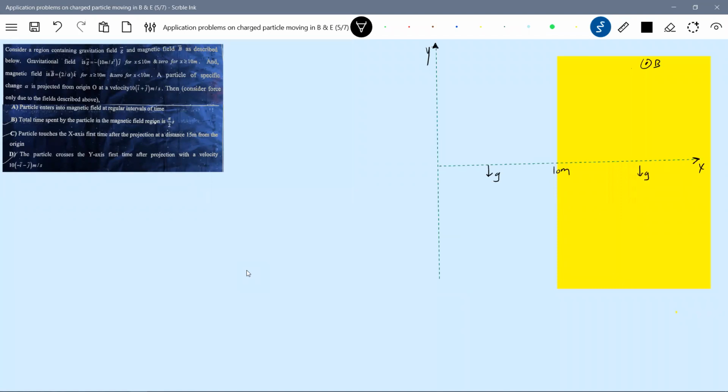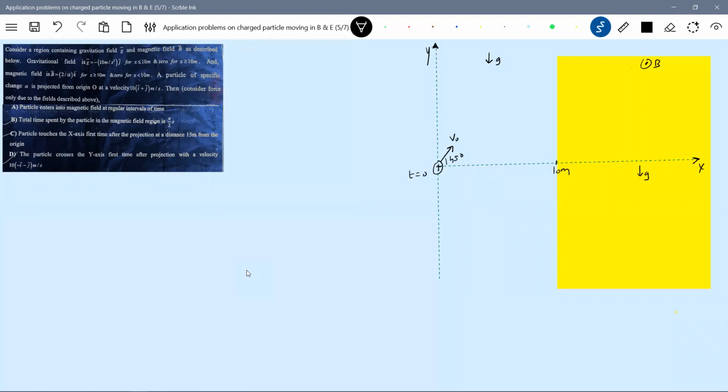Let's get into a particle of space projected with a velocity 10 i cap plus 10 j cap. So I'm going to project with a speed v naught at an angle 45 degrees at t equal to 0. I think the problem looks very interesting. So only a student has to manage things here.